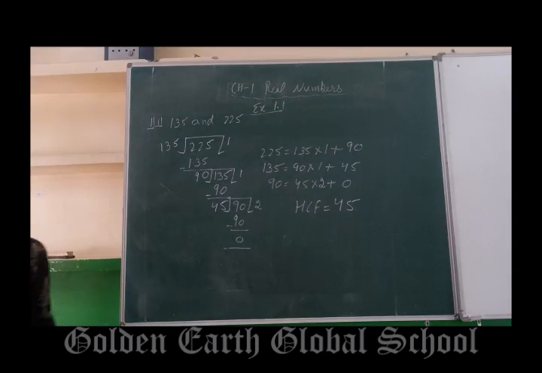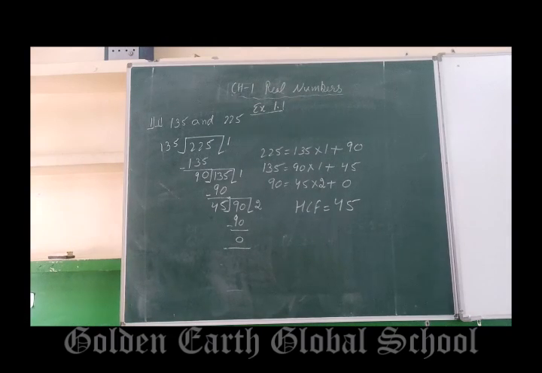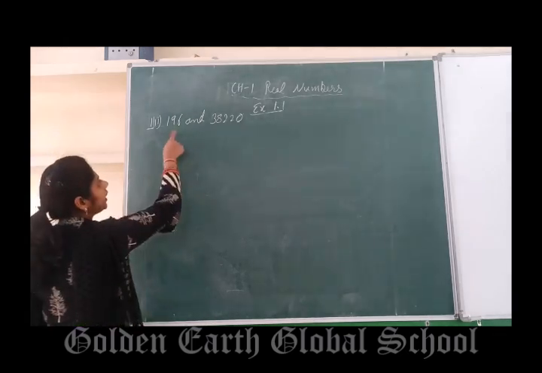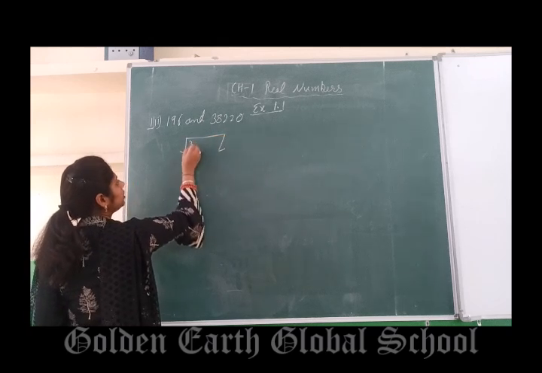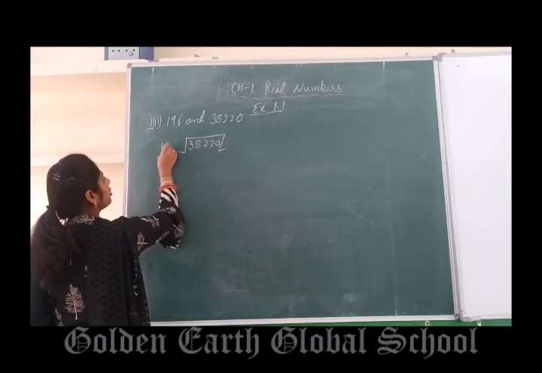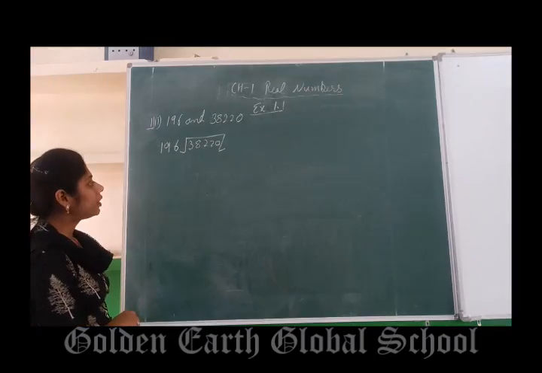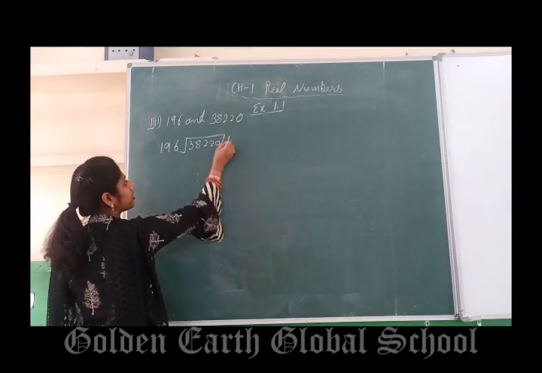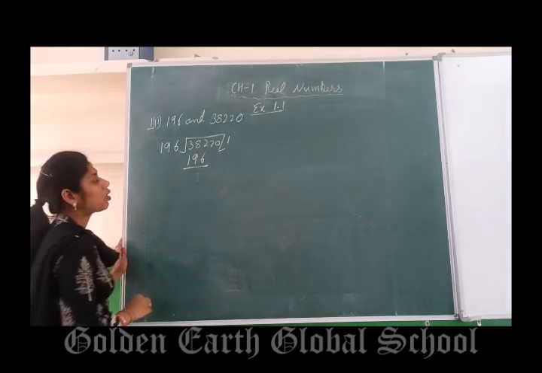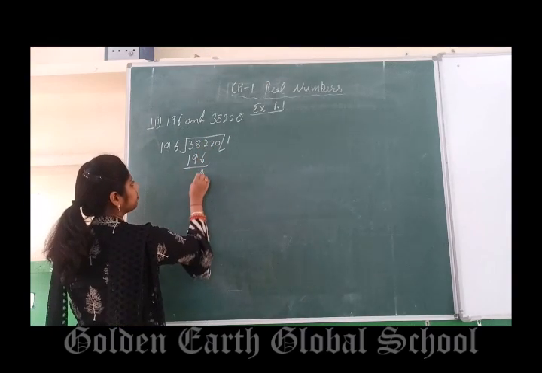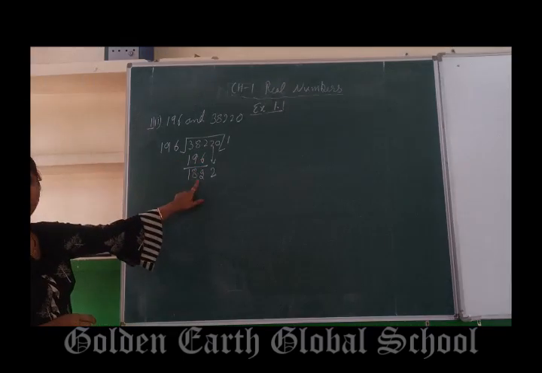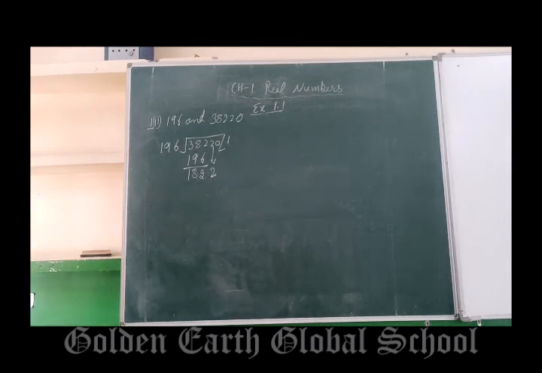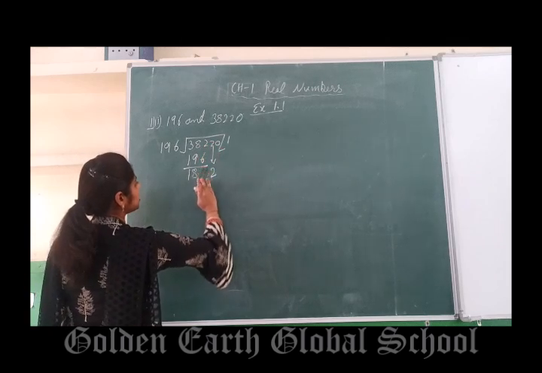Similarly, now we will start the second part. Note down the statement. See the second part: 196 and 38220. Now the greatest number will be your dividend and the smallest number will be the divisor. Now firstly do the simple division. 196 ones are 196. Now subtract. Sorry, 12 minus 6 is 6.